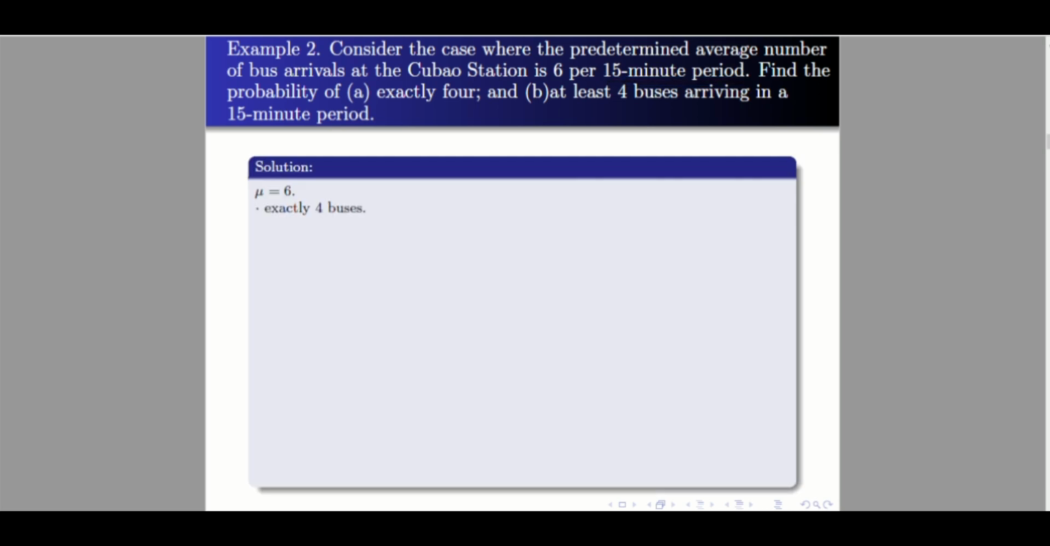Now for letter A, exactly 4. Again, use the formula. Substitute and input them on your calculator. So we have 0.1339.